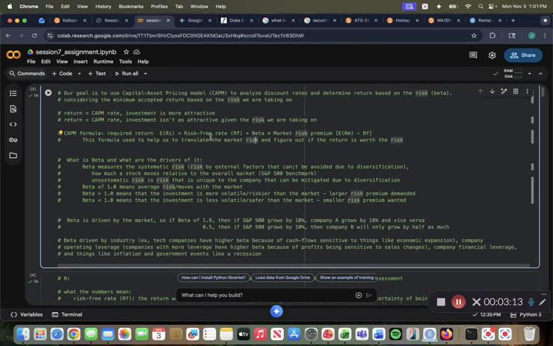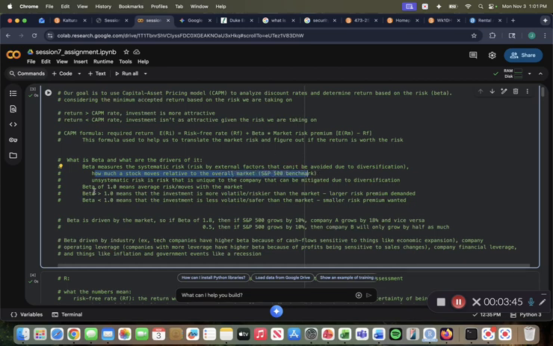So now we'll go into what beta is and what the driver of beta is. Beta measures systematic risk, or the risk from external factors that can't be avoided through diversification, compared to unsystematic risk, which is risk that is unique to the company and can be mitigated through diversification. So it's important to know the difference between systematic risk and unsystematic risk. And then just some more information about beta. It's how much a stock moves relative to the overall market, the S&P 500 benchmark.